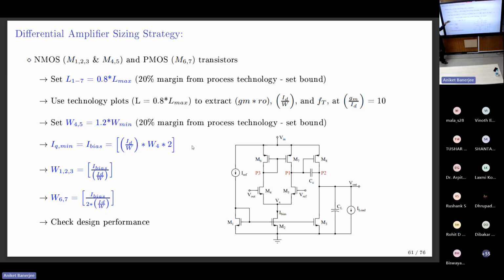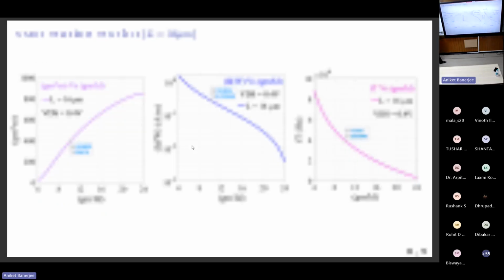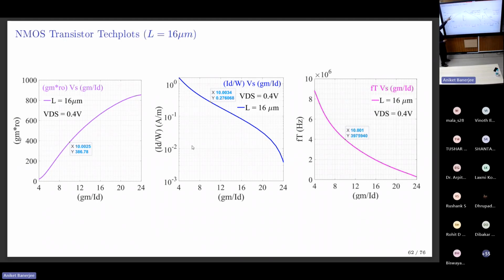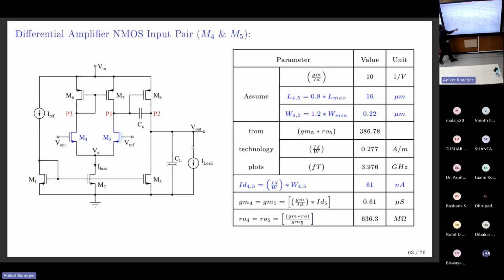Other than that, if you know the IQ min, then these are bias transistors, these are CMOS nodes. This will be just ID by W kind of. Okay. So these are the tech plots generated for L equal to 16 micrometer. Means just one L's tech plots, gm/ro values taken for coming up with the sizes of M4, M5. The step assumes calculation of the minimum quiescent current. So the minimum quiescent current here is 61 nanoampere. Okay. So assume L to be L max, W to be W min. From these tech plots, calculate what quiescent current is needed. So this is 61 nanoampere.